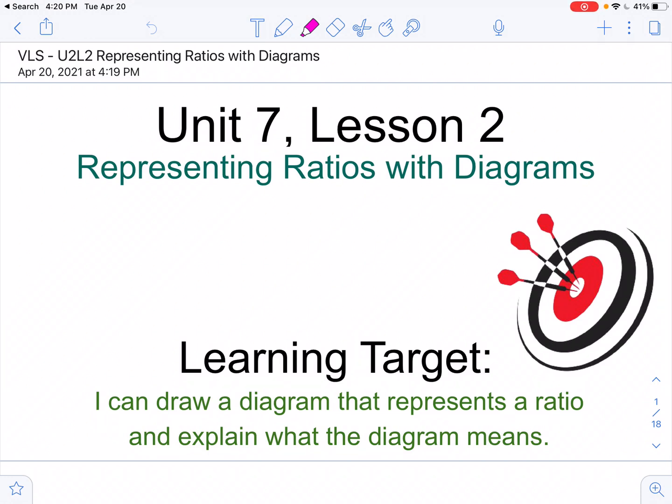Today's lesson is called Representing Ratios with Diagrams. Today you will draw a diagram or diagrams that represent a ratio and explain what that diagram means. Let's jump right into it.